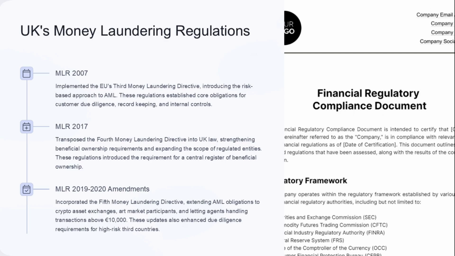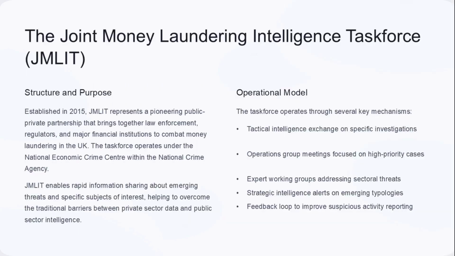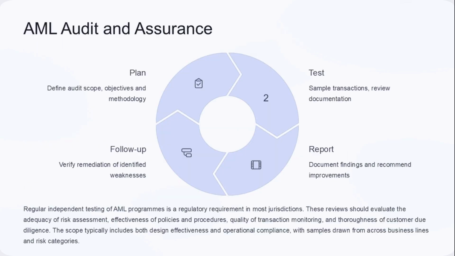From implementing the EU's third directive to strengthening beneficial ownership requirements, these regulations ensure comprehensive compliance and adapt to the changing financial landscape. Established in 2015, the Joint Money Laundering Intelligence Task Force represents a pioneering public-private partnership. It enables rapid information sharing and collaboration among law enforcement, regulators, and financial institutions, overcoming barriers between sectors to combat money laundering effectively. Regular independent testing of AML programs is crucial for ensuring compliance and effectiveness.